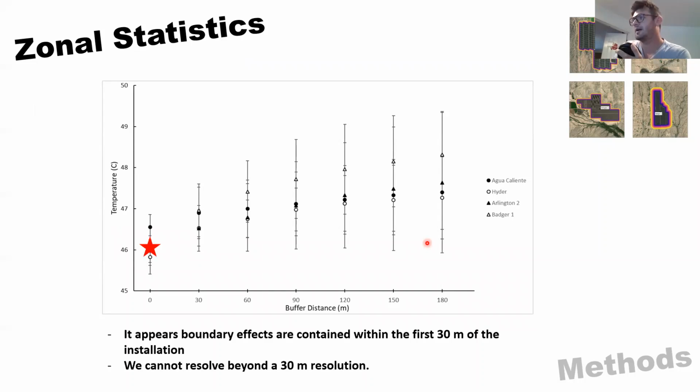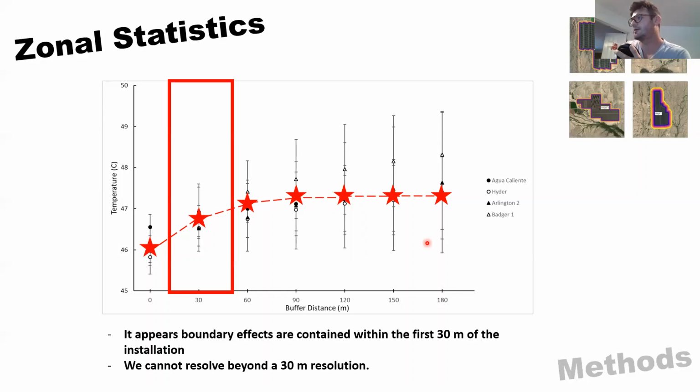What I found was, just at first look, this really large jump at the 30 meters. And as we move across, it gets really flat and the variability increases over the buffer distance. What I was testing when I looked at this was that 30 meters. That's really interesting to me. And I tested this in a couple of different ways.